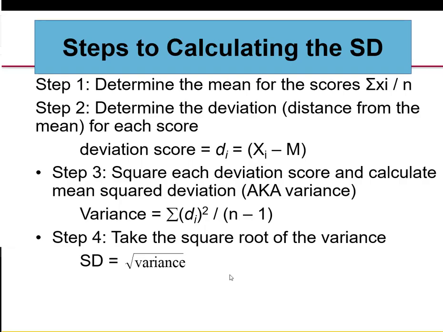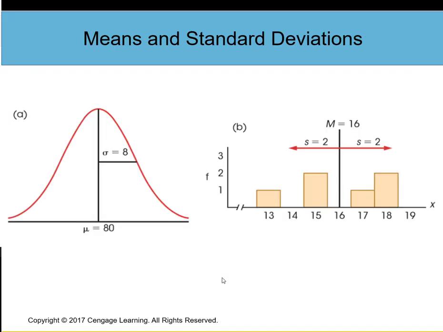So the steps to calculating the standard deviation, I'm going to tell you, but you don't need to do it. The computer will do it for us. You determine the mean for the scores. You determine the deviation, the distance from the mean for each score. You square the deviation scores, and then you divide by the degrees of freedom, and then you take the square root of the variance. And that gives you the standard deviation.